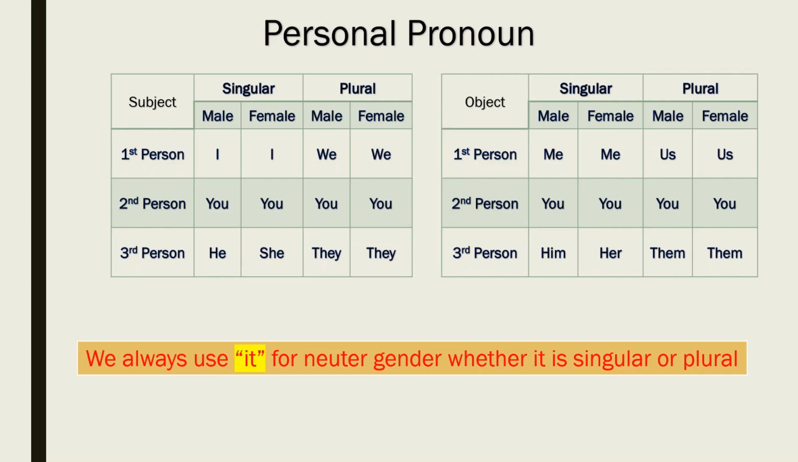For first person singular, whether male or female, we use I. For plural, we use we for both male and female. For second person, we will always use you, for singular as well as plural. For third person, if it is male, then we use he. If it is female, then she. For plural, we always use they, whether male or female.